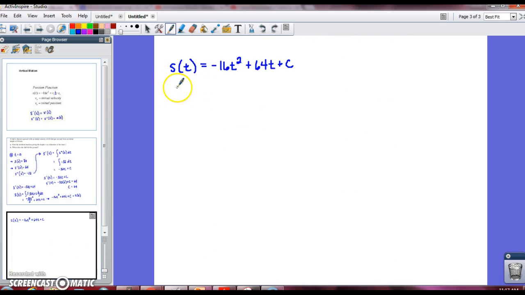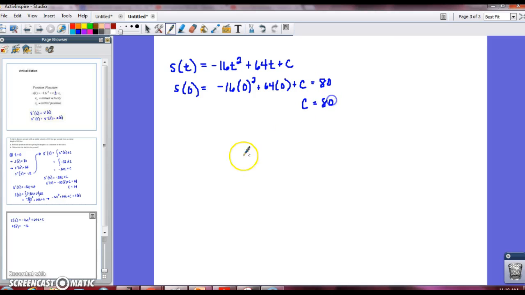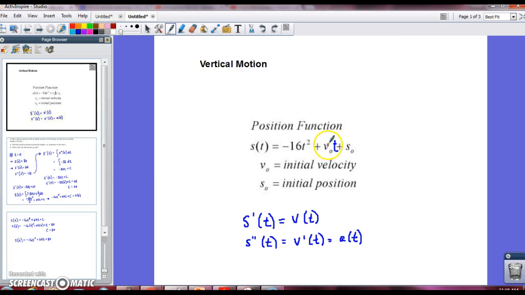So I'm going to use that to my advantage. I'm going to say, okay, well, s of 0 is going to be negative 16 times 0 squared plus 64 times 0 plus c is equal to 80, and so we know that c is 80. And so we know then our position function is negative 16t squared plus 64t plus 80.